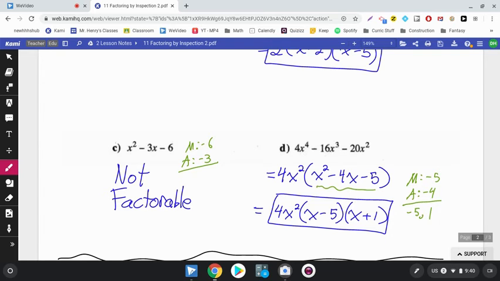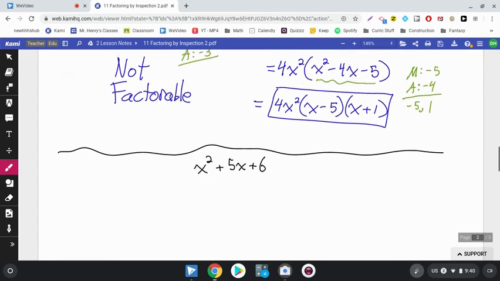And the last one, 4x to the 4 minus 16x cubed minus 20x squared. Before I even start, I remove that common factor of 4x squared. And then I have a nice little inspection that I can factor on the inside. And there's my final answer. That's the last one in the assignment I want you to do.